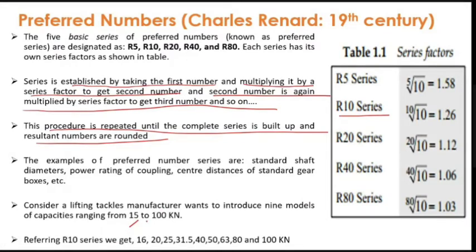Okay. So let us say you are taking an R10 series. What is the series factor? The series factor is 1.26. Okay. So what you will do? Multiply by 1.26. You will get some answer. Now this answer, multiply again by 1.26. You will get another answer, multiply that again by 1.26. So in this way, we will get this range.